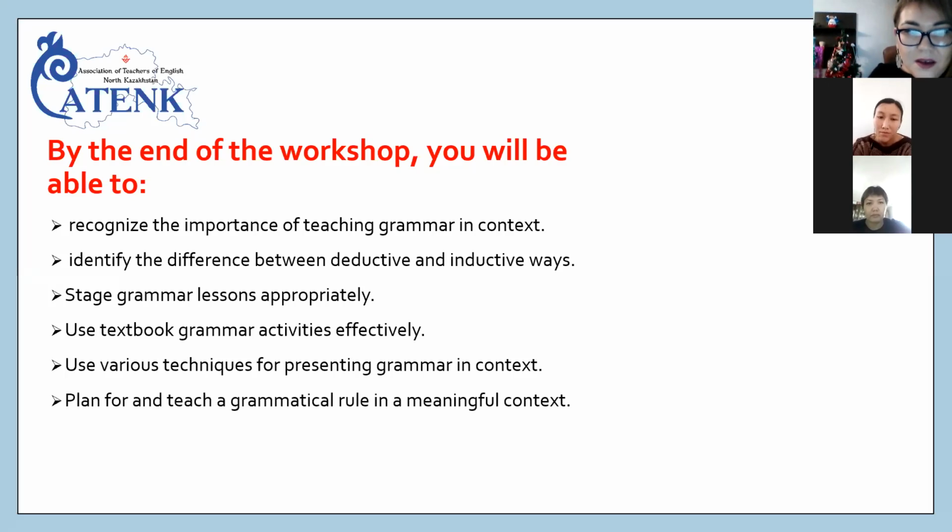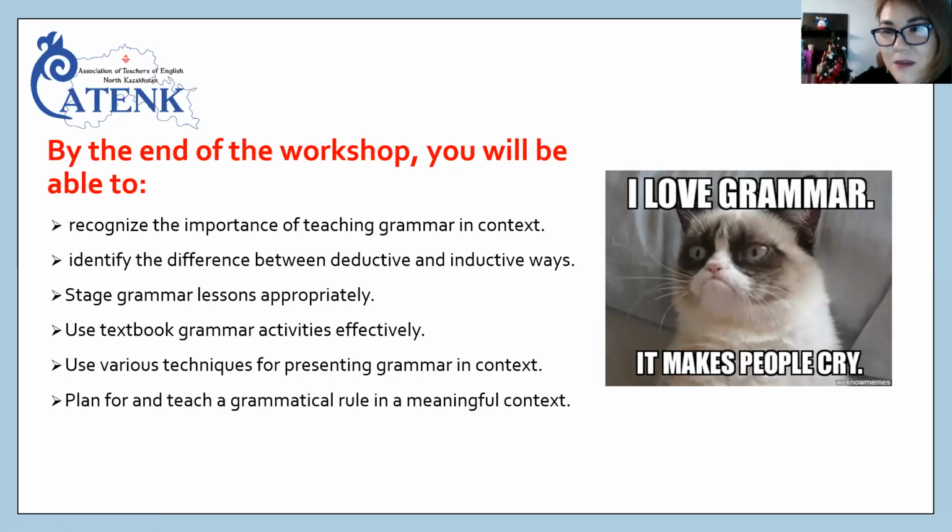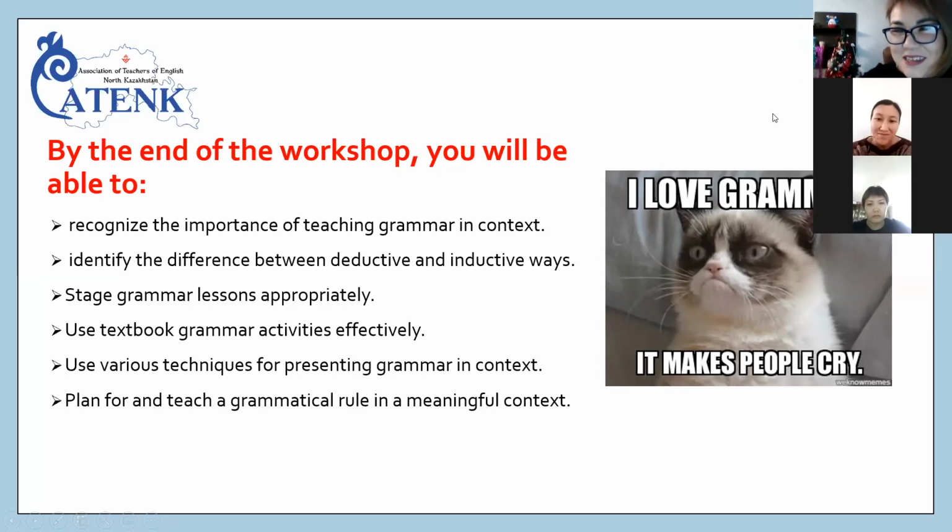Okay. So here is a joke meme for you. I love grammar. It makes people cry, especially our students when they learn English grammar. Not everyone likes it because maybe it sounds so complicated and boring and difficult. But it depends on the teacher how you present it to your students, to your learners.